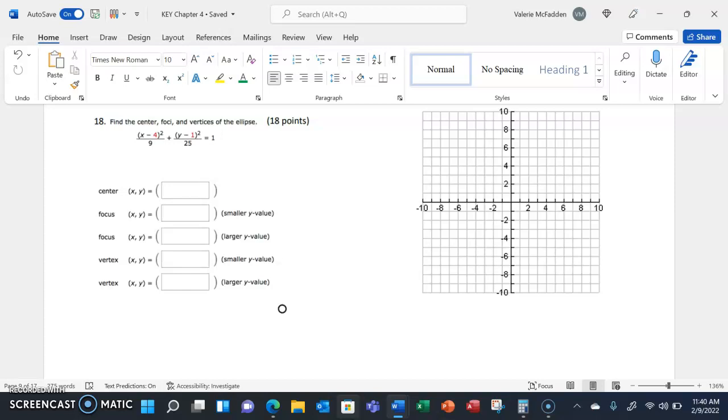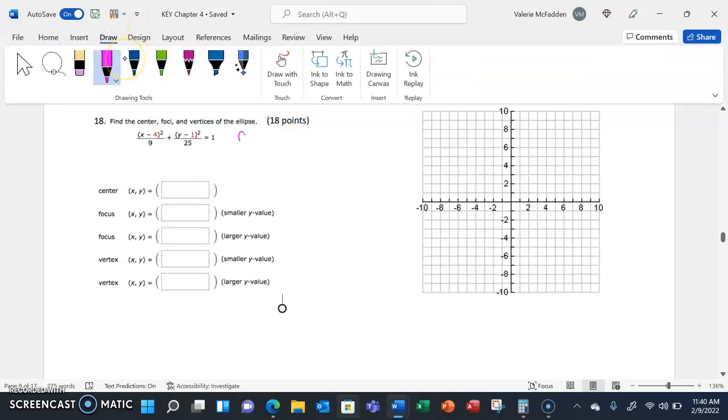Okay, the center again is your (h, k). So for us, that's going to be the opposite of this number and the opposite of this number. So it's going to be a positive 4 and a positive 1. So we're going to immediately go to our graph paper at (4, 1) and put a dot.